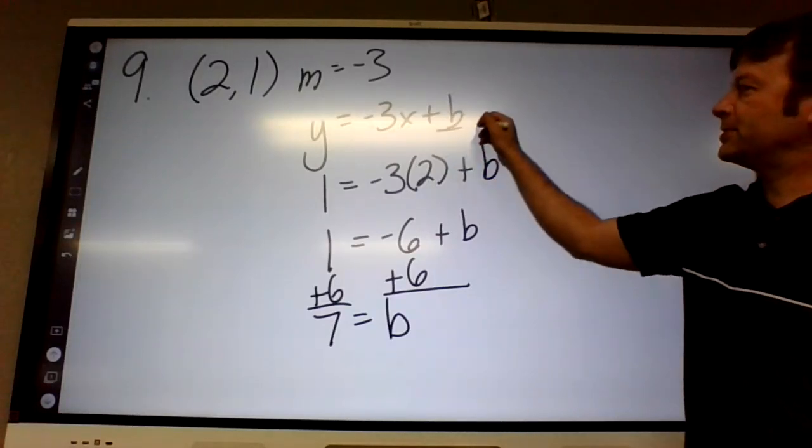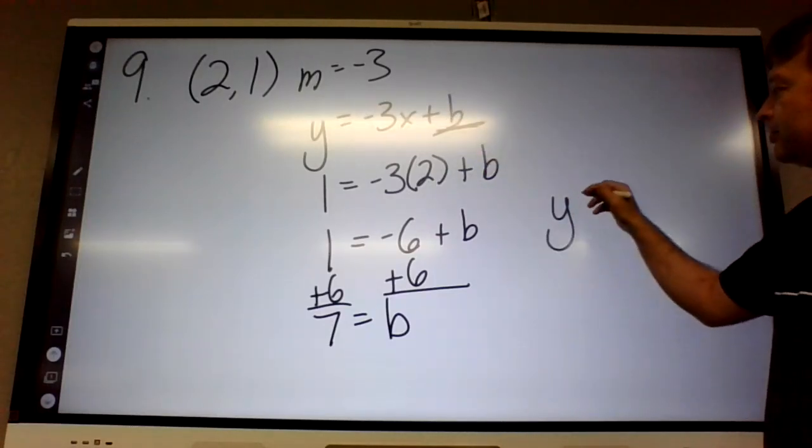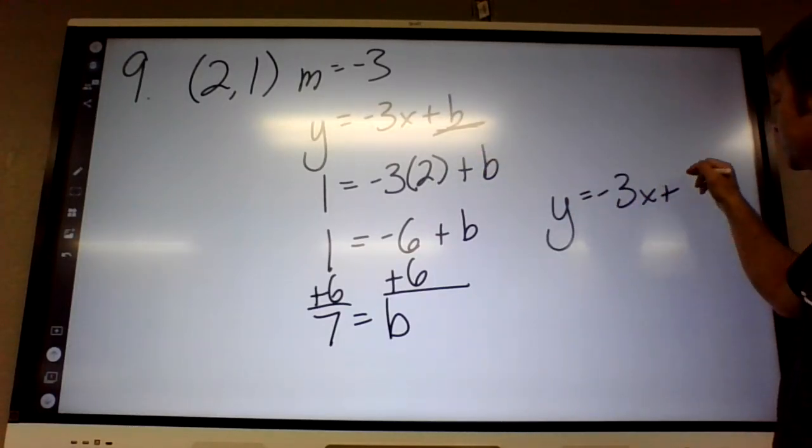To be a 7, so it's going to go right there. Y equals negative 3x plus 7.